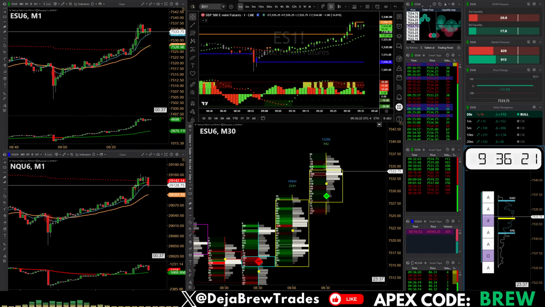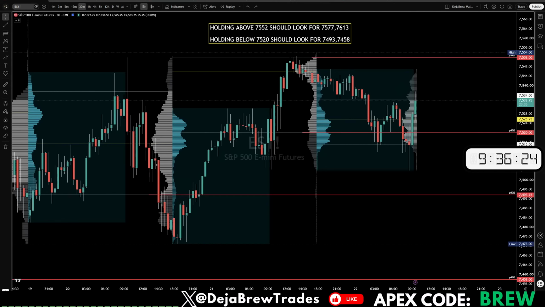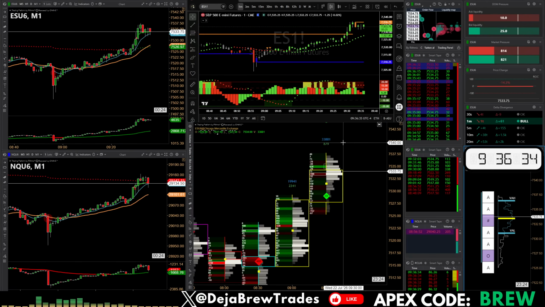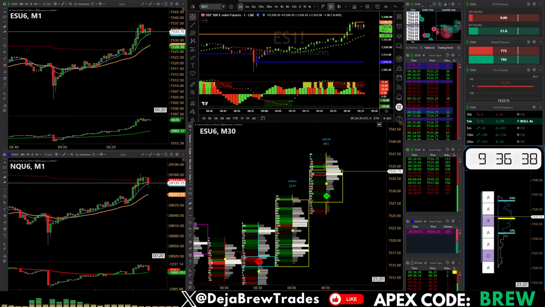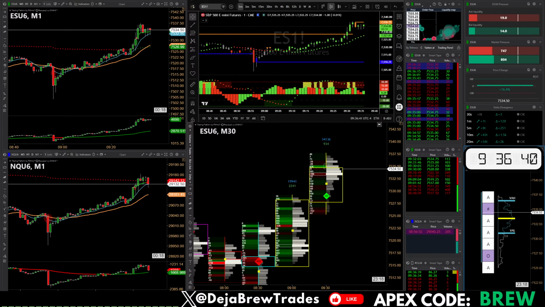A little bit of weakness up here, which is expected, obviously. It's around that value high. If they can't stay above 35 here, it's most likely just a rotation of the current value, not of yesterday.